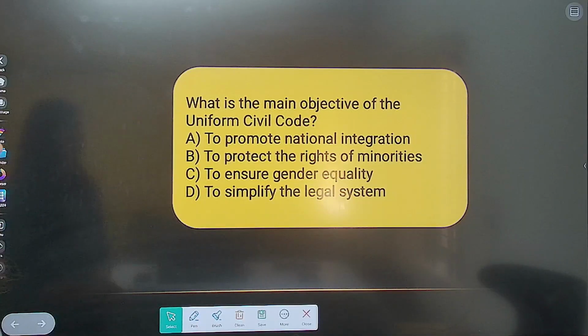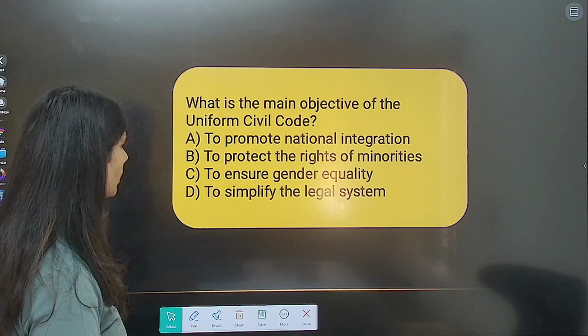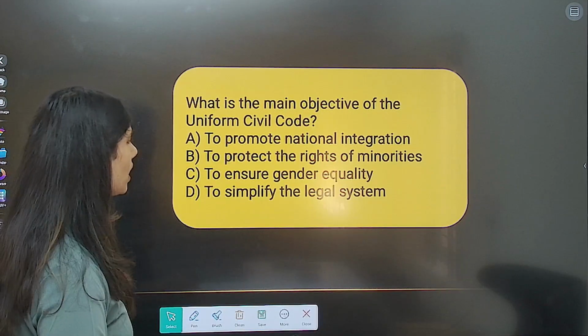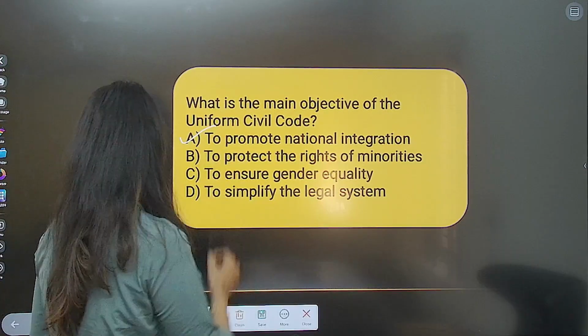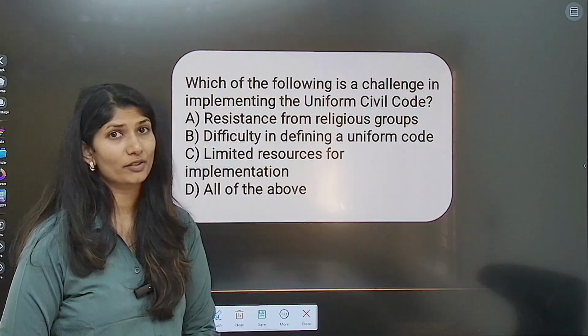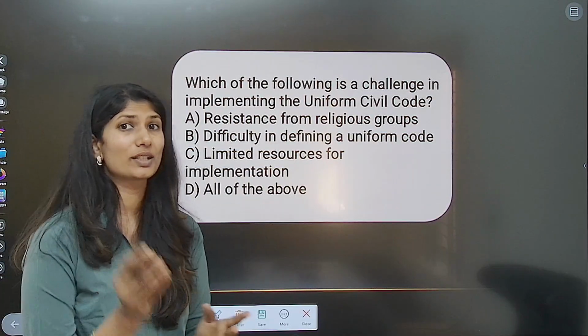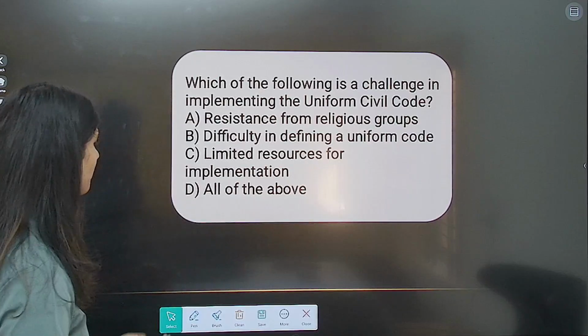What is the main objective of Uniform Civil Code? To promote national integration, to protect the rights of minorities, to ensure gender equality, to simplify the legal system. The answer here is to promote national integration. But at the same point of time, few of the cons they are telling, it affects federalism, but at the same point of time, they know it strengthens the federalism. Like we said, pros and cons are equally there.